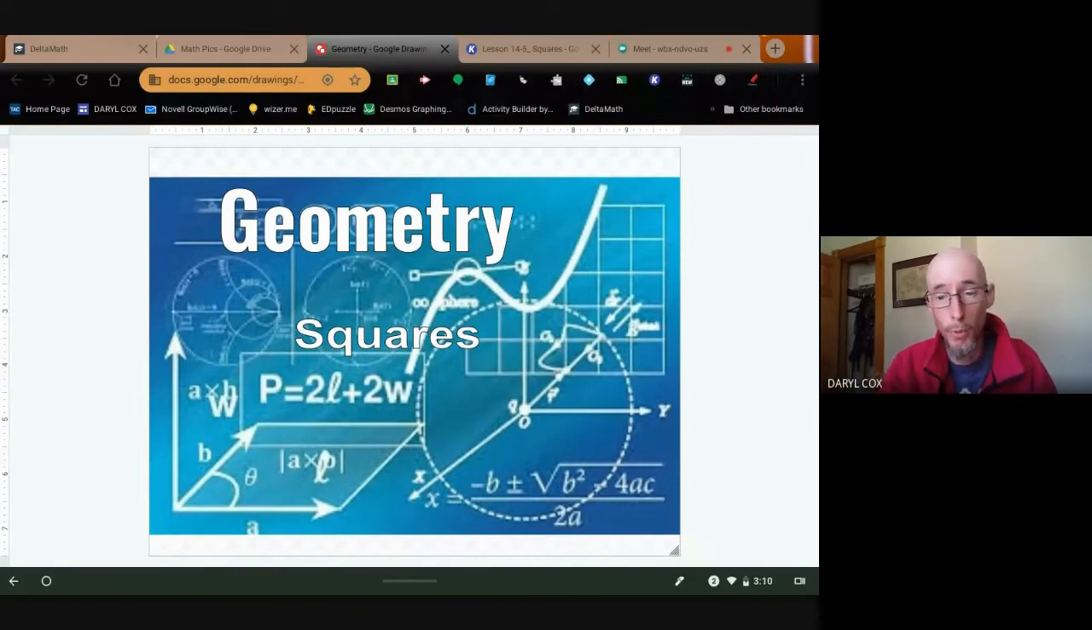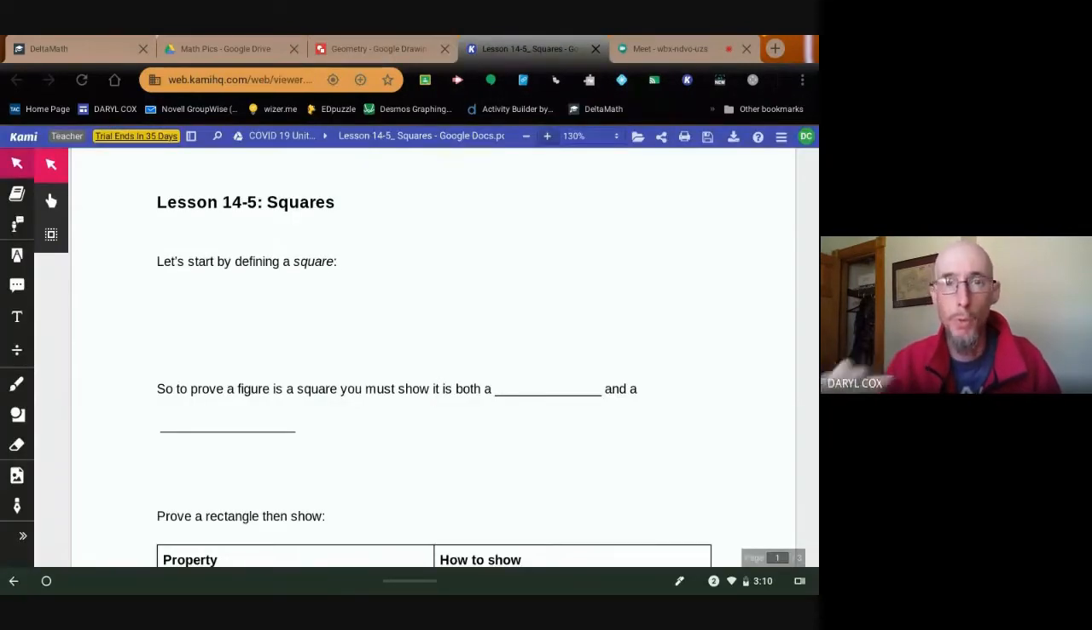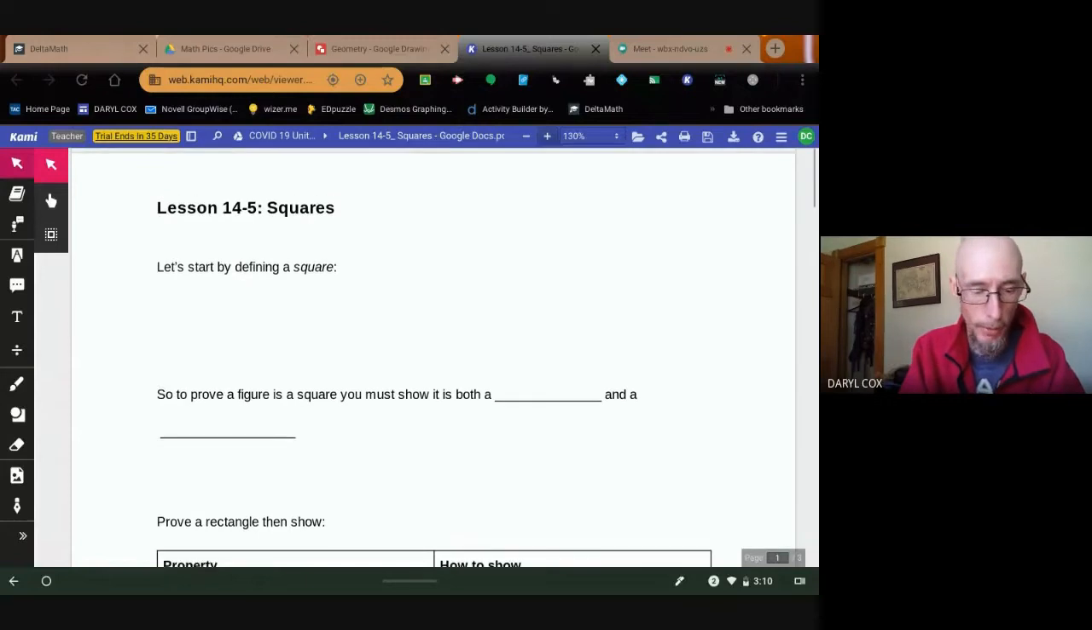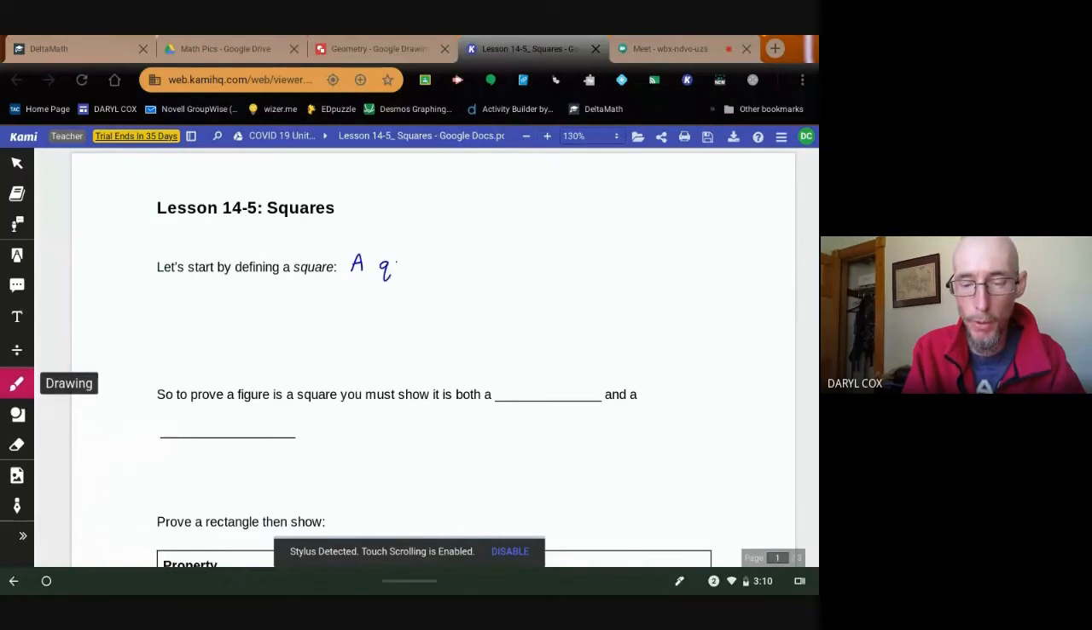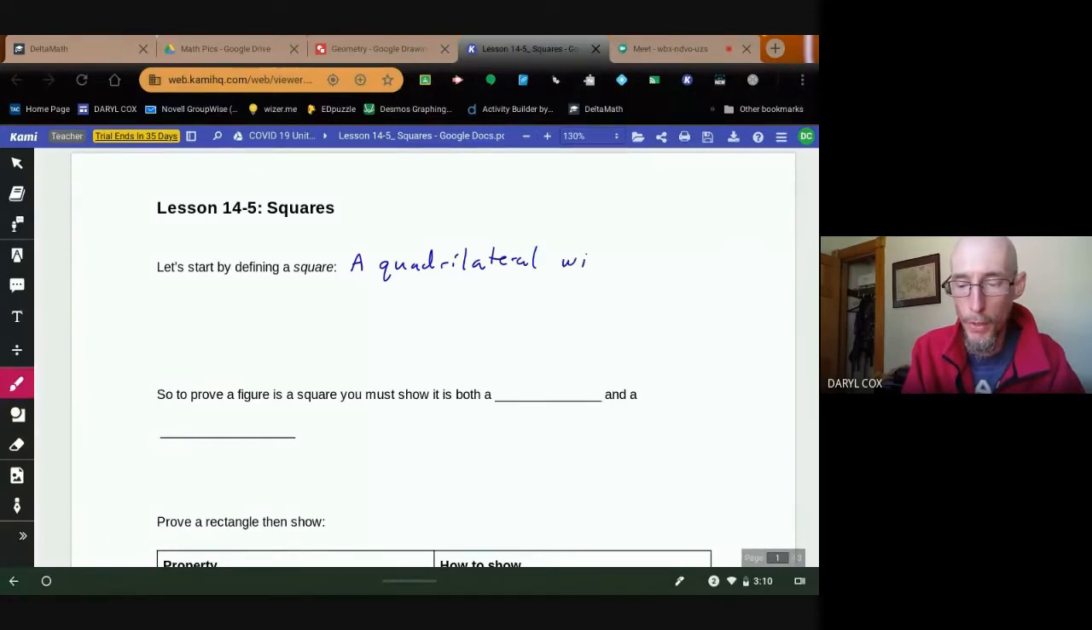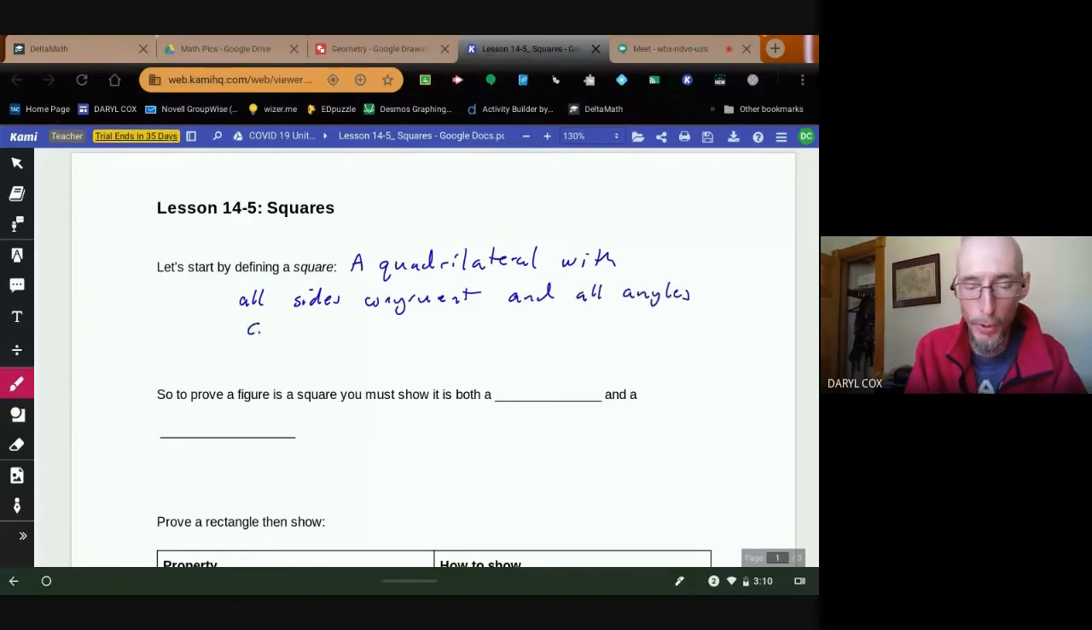Squares are easy to work with, but they take the most work, okay? So let's start off by defining what is a square. There's a lot of different ways to define a square. First of all, it's a quadrilateral with all sides congruent and all angles congruent.